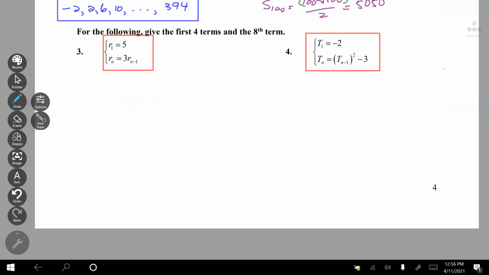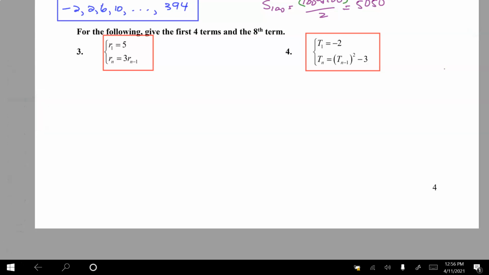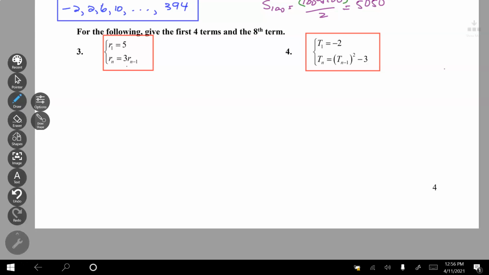Now here's the recursive one. A recursive is going to be multiple equations. Explicit is going to be one equation where you just have n as the variable. The recursive is going to be multiple equations, usually 2, and r sub n minus 1 in this case is the variable. That's what's changing. That means the previous term.